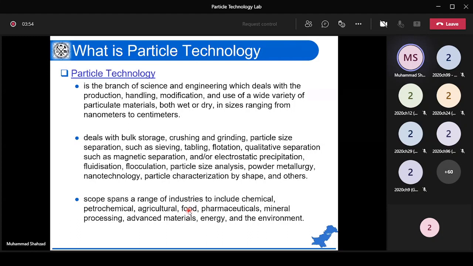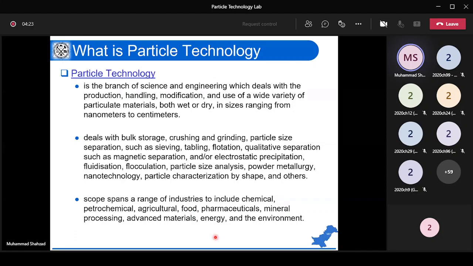The machines which are being used to grind those wheat particles and convert them into flour come under the scope of particle technology, because we are dealing with the grains, we are dealing with the particles right here. So this is the specific example of particle technology in the food industry. Similarly, you need to find the specific applications of particle technology in all these industries.